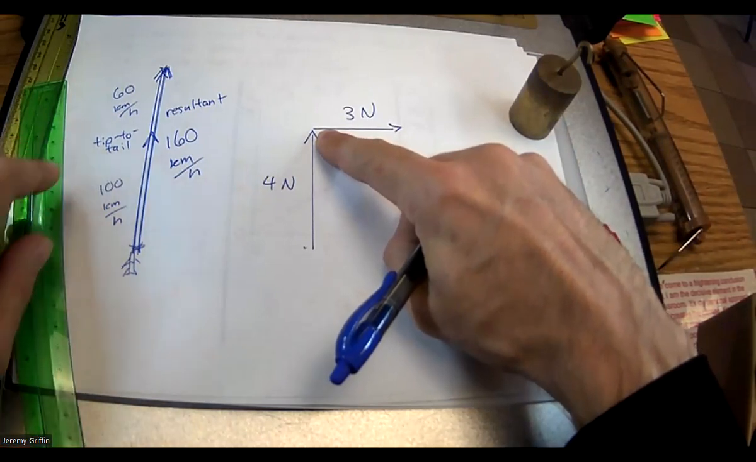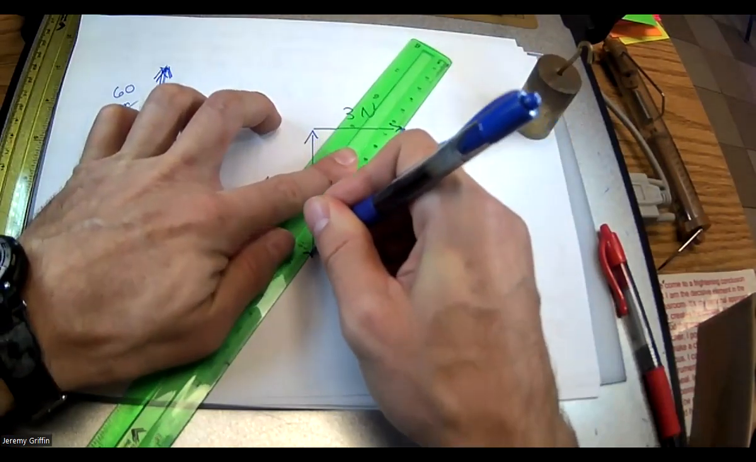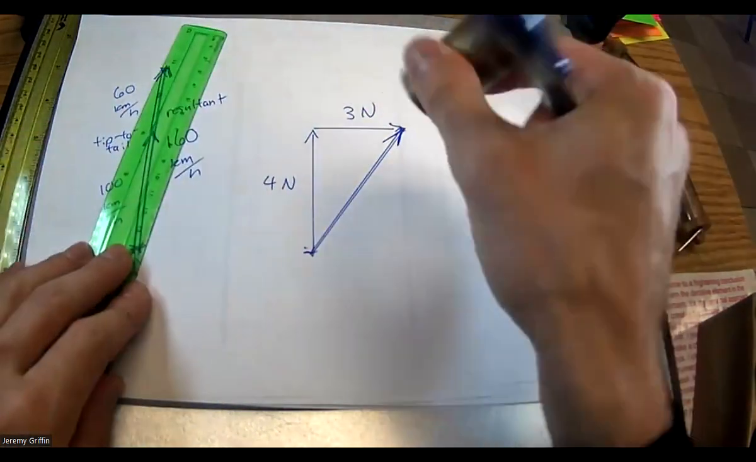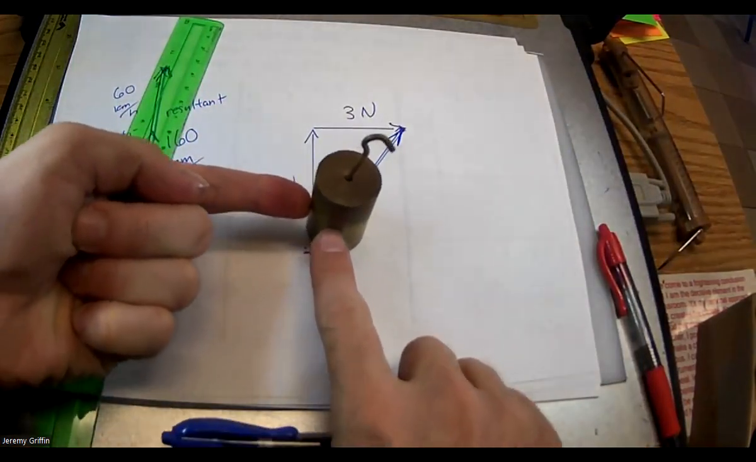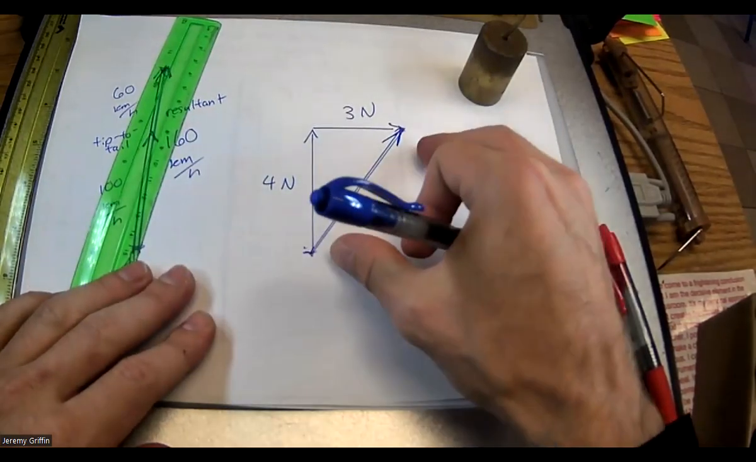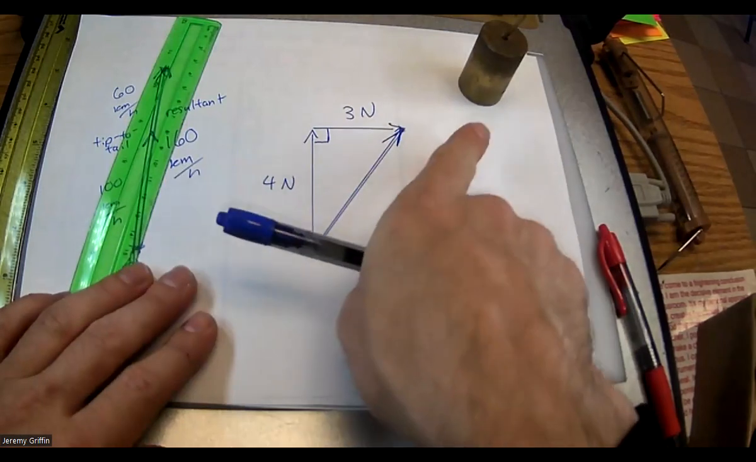Just like before, tip to tail. So if you go from the tail of the first one to the tip of the last one, you get the resultant, which is like the net force on this thing as I'm pushing it around. 4 up, 3 to the right. Okay. So not only will it move in that direction, but you can also use the Pythagorean theorem to find the magnitude of the total force.